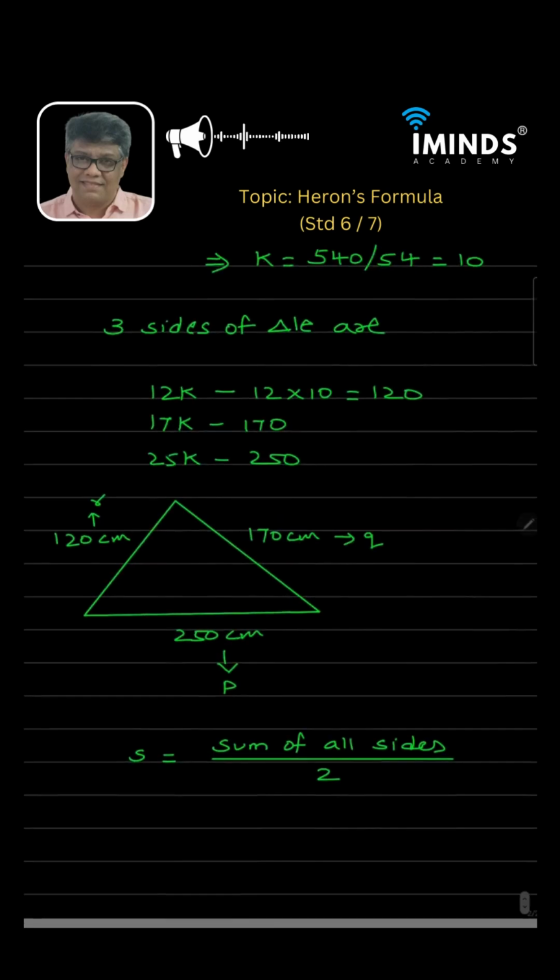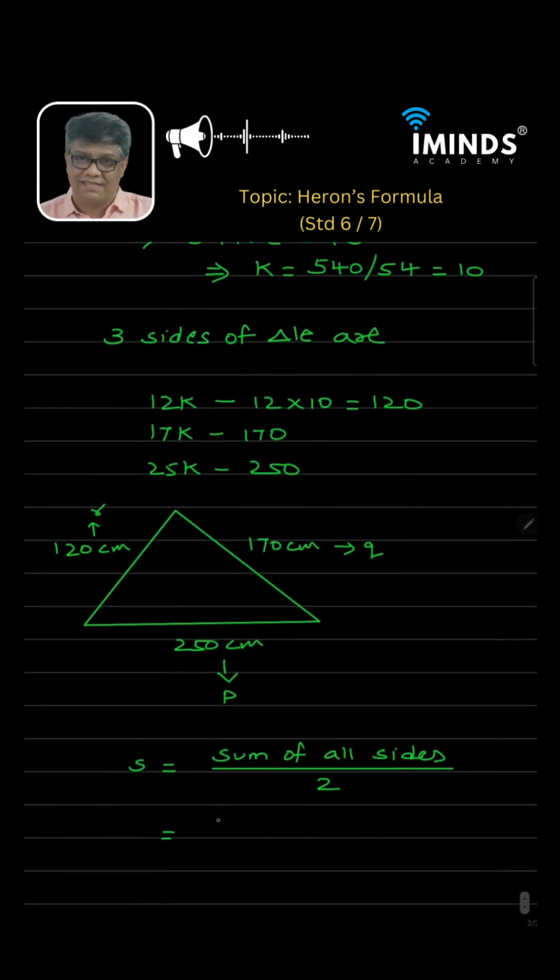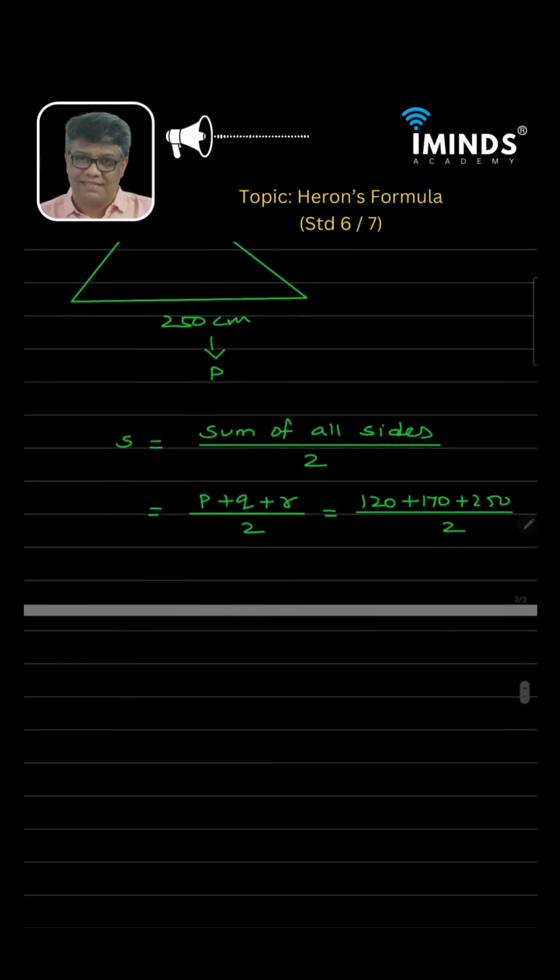This you have to derive first. So that is nothing but P plus Q plus R upon 2, which is equal to 120 plus 170 plus 250 upon 2. So that gives us 540 by 2. 540 upon 2 gives us 270. So I got the S value as 270.